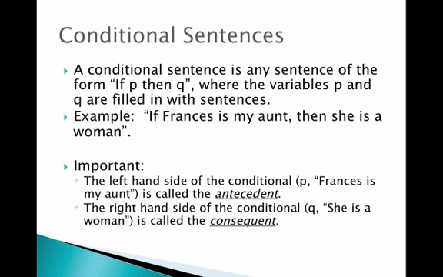Important then. The left-hand side of the conditional, which is P, Frances is my aunt, is called the antecedent. In Latin, ante means before. If P, so that is the antecedent. The right-hand side of the conditional, Q, she is a woman, is called the consequent. There, it's the consequent. Okay.